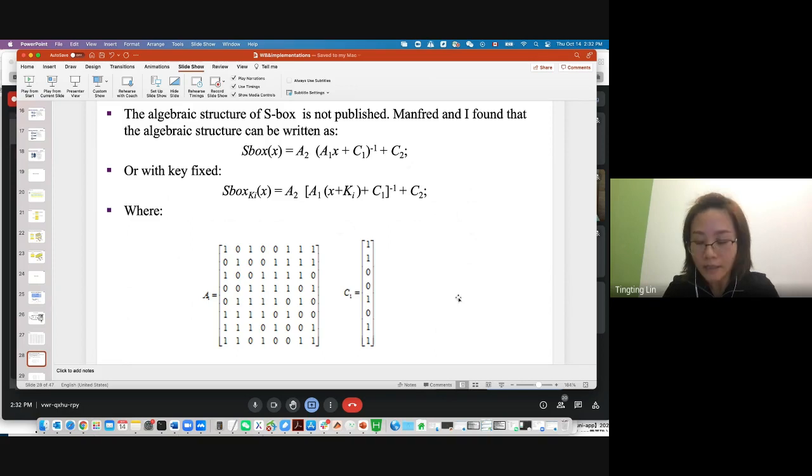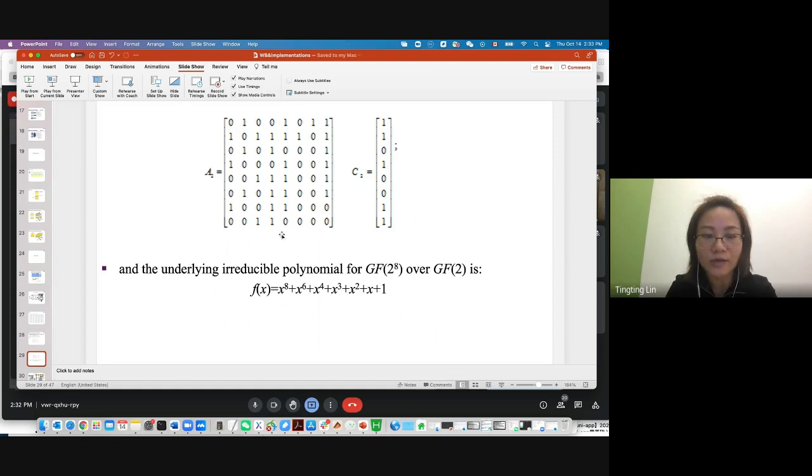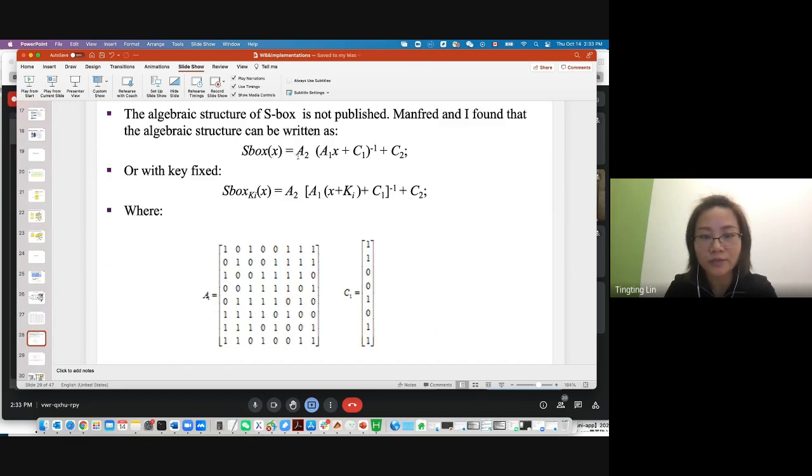So we divide it into a block matrix for the usage of the white-box design. It is different from AES: the algebraic structure of the SM4 S-box is not public, but we did some research and explored the algebraic structure. We can use this function to generate the right SM4 S-box, where A1 is an 8 by 8 matrix and C1 is a vector. This is A1, C1, and this is A2, C2, and the underlying irreducible polynomial is this one. I introduce the algebraic structure because in my design I will use it. I will divide the S-box into 2 parts based on this structure.